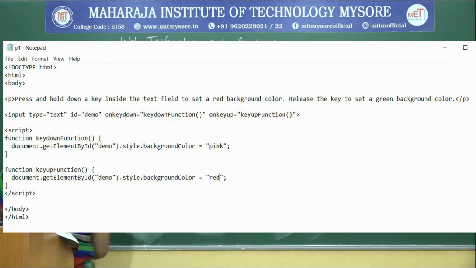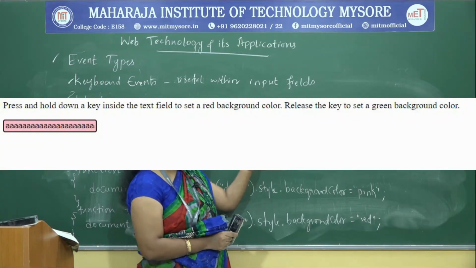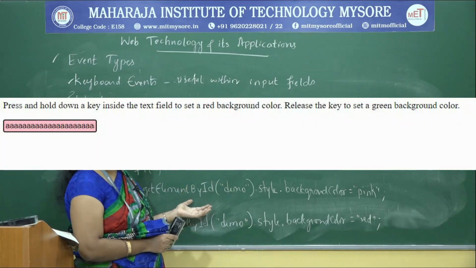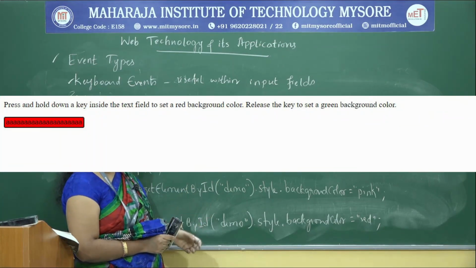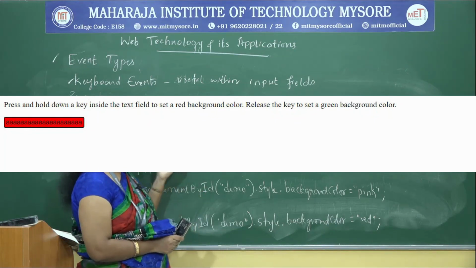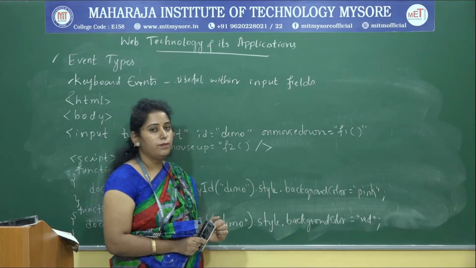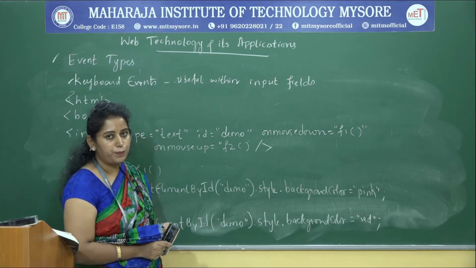So, what happens once you run this program? You can observe the output. There is a text field where you can enter the text. Once I press the key, the background color changes to pink, since the on mouse down function is defined to print the background color in pink. If I release a key, on mouse up gets called and it changes the background color to red. Okay. You can observe the output.